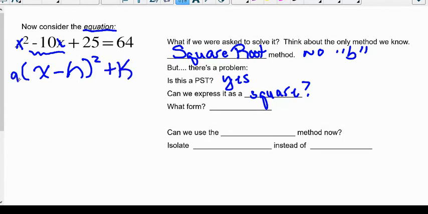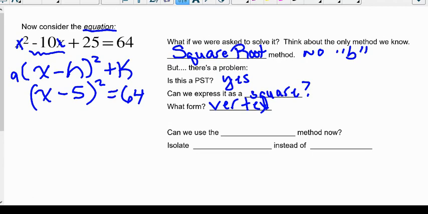Right? This would have been A. So what form is that? Vertex, right? So in vertex form, this was x minus 5 squared, and we didn't have anything to add right there. But it's an equation now.